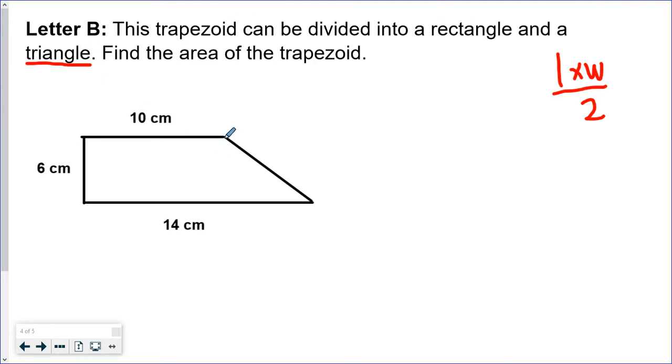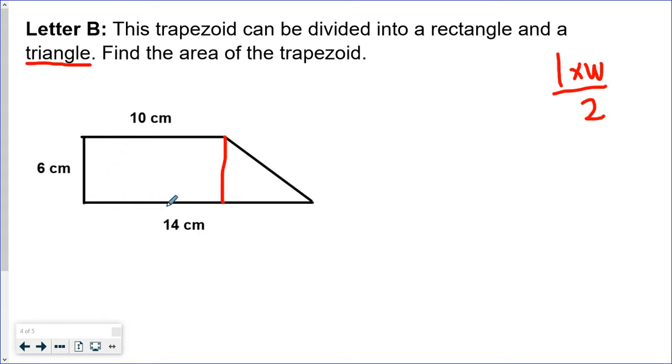And I think the only place we can divide that would be right here, straight up and down. Now you should be able to see the rectangle, and now you should see the triangle. So now I want to find the area of both of them. So again, I want to find the area of this rectangle.